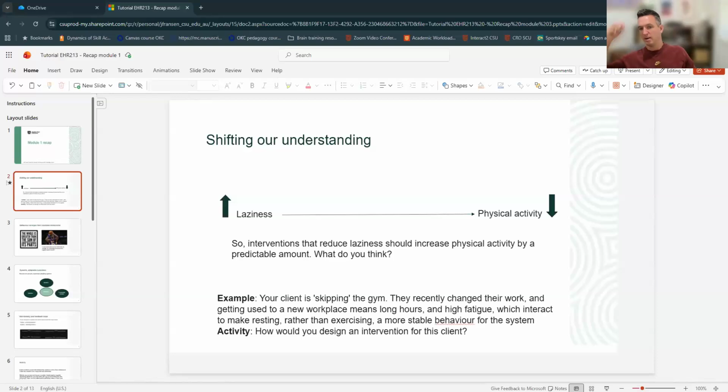All right, so Ricky says, well, what we could do is take into account the fact that this person has a particular system, right? And they've just changed work. So let's try and get some micro doses of exercise in before work and when they're really fresh. And I think that's good, right?